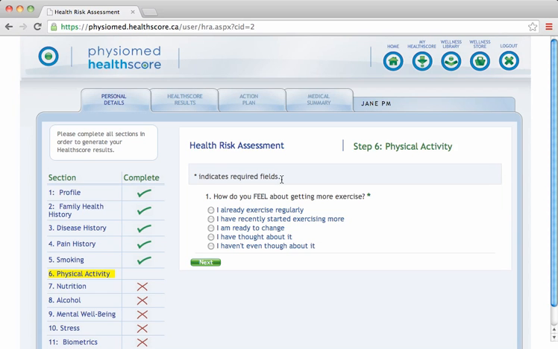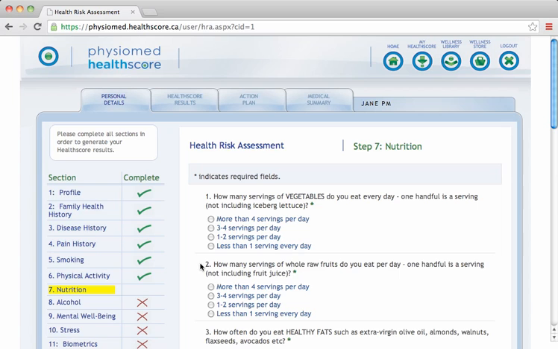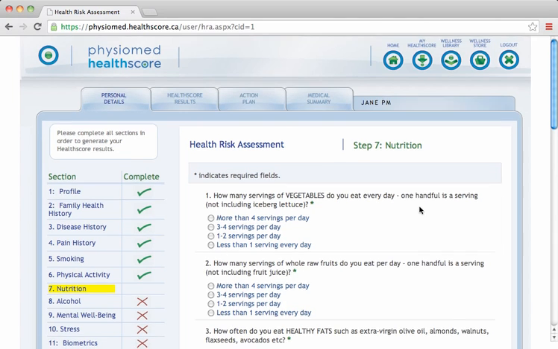We will now move on to this, and then ask her the stage of change question. How do you feel about getting more exercise? And I am ready to change. So let's assume that she is sort of moving towards wanting to improve her health, and she's taking the steps to come to our clinics.